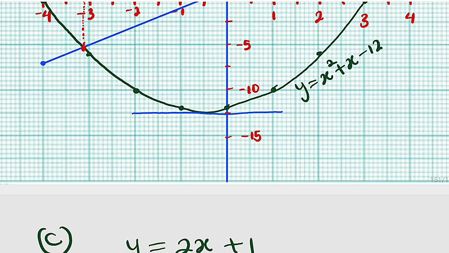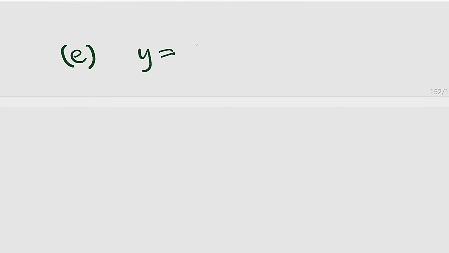So if you observe, since our graph is not that accurate, you can just pick the point. And this is probably at negative 12.5. So therefore, the minimum value of y is negative 12.5. And hence, we have just answered question number 10.